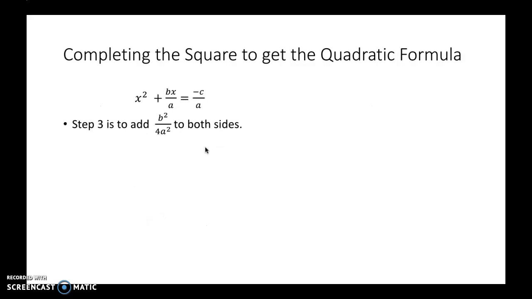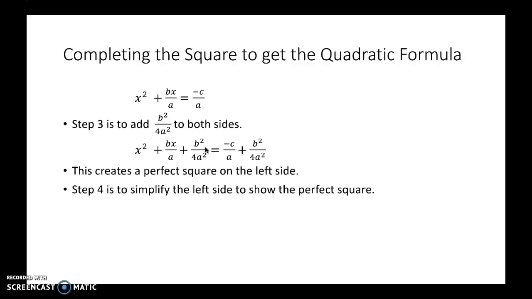And then for step 3, we need to add b squared all over 4a squared to both sides. Doing this, we create a perfect square on the left side, and then we simplify it in step 4. By simplifying it, we get x plus b over 2a quantity squared is equal to negative c over a plus b squared over 4a squared, which we added in the last step.